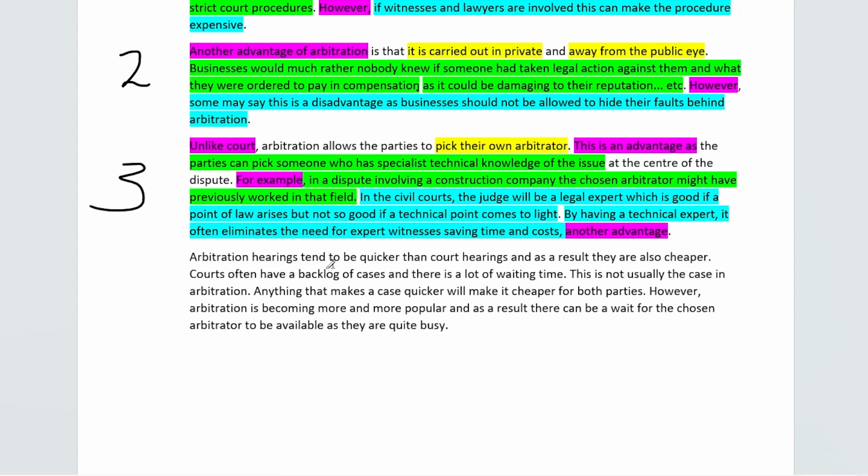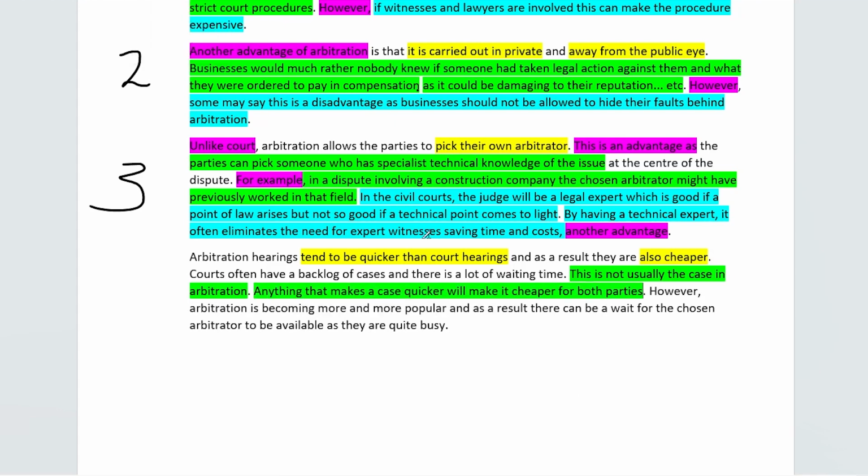Arbitration hearings tend to be quicker than court hearings, and as a result, they're also cheaper. So they tend to be quicker than court hearings, and as a result are cheaper. That's his point. Courts often have a backlog of cases, and there is a lot of waiting time. This is not usually the case in arbitration. This is him developing his point. Anything that makes a case quicker will make it cheaper for both parties.